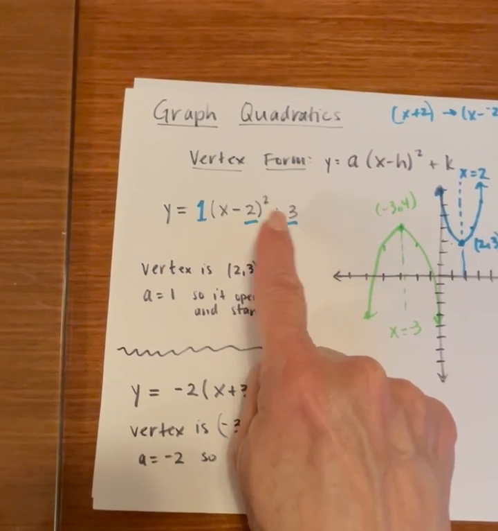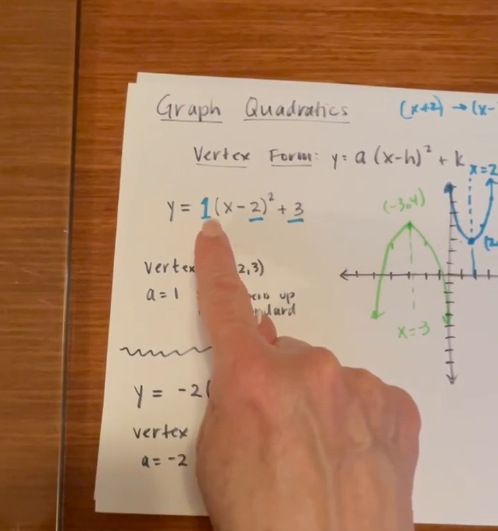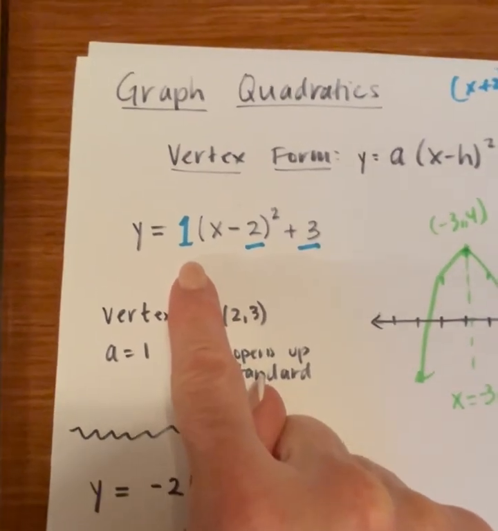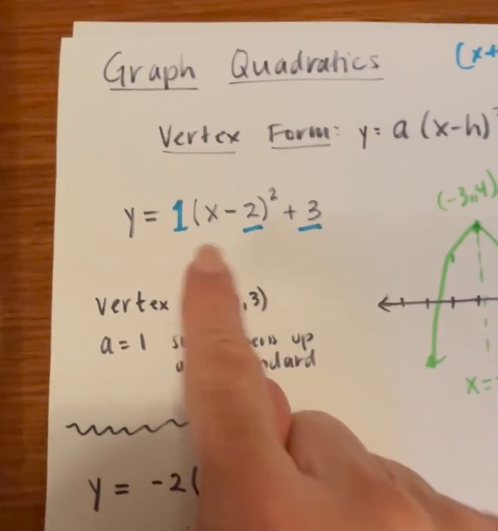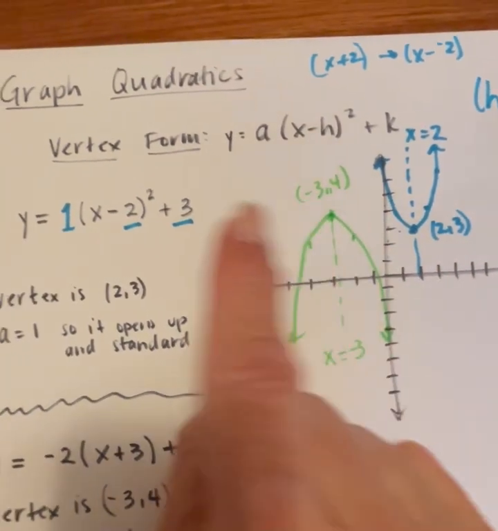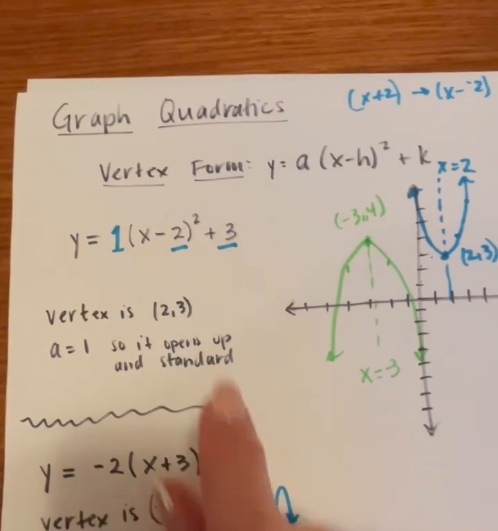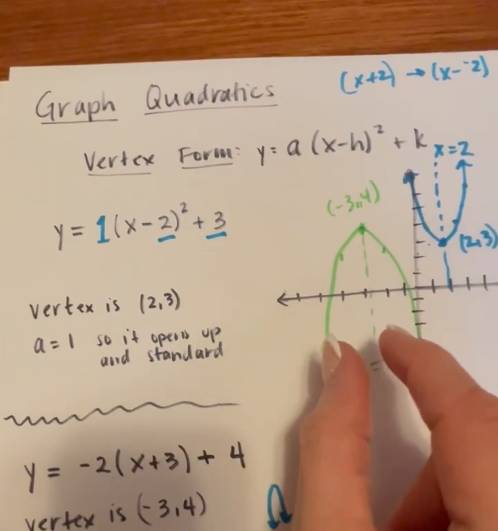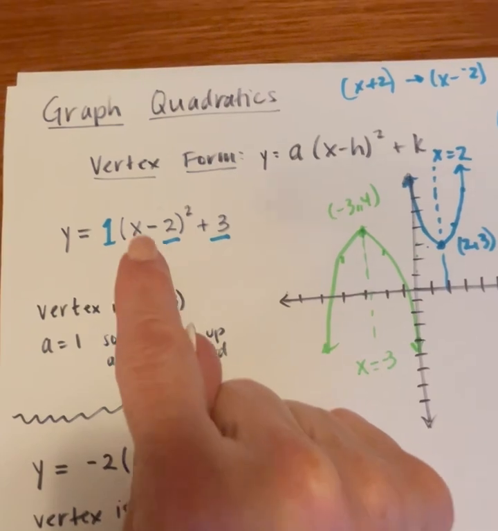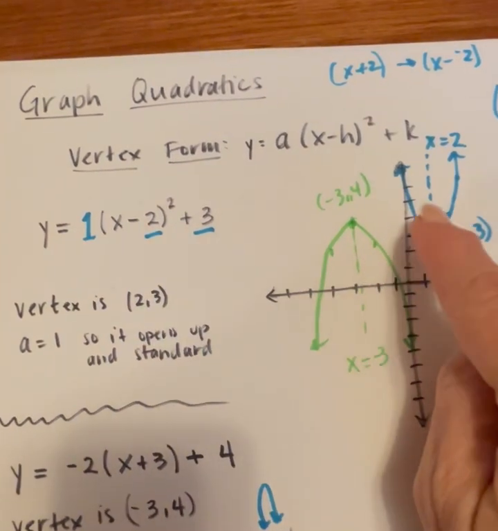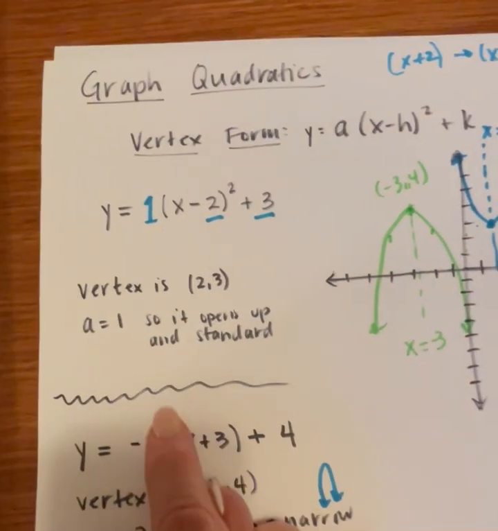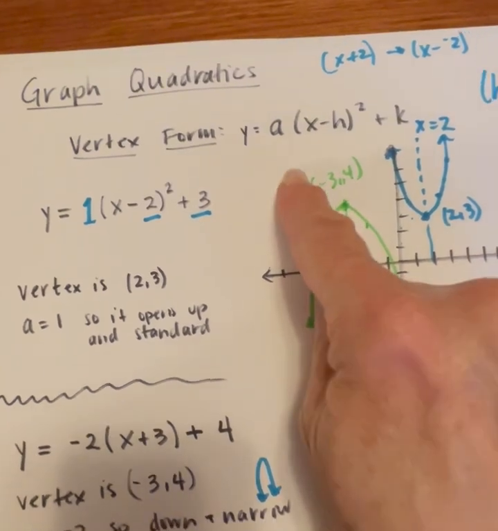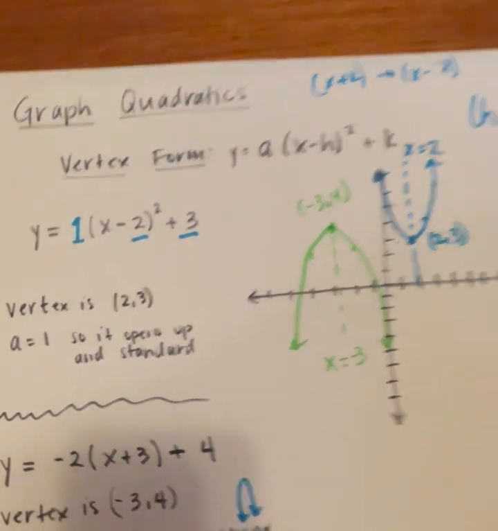Remember that the vertex comes from these two numbers, and the number in front tells you the shape and direction. If this would have been a fraction, it would have got much wider. If this would have been a 3, 4, 5, then it would have been more narrow, more pinched. If this would have been a negative number, this would open down. If this would have been a positive 2, then this green one would have opened up with the same vertex. I hope that's helpful.